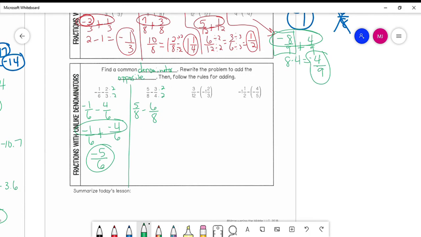Change subtraction to addition of the opposite. Denominators are the same. Focus on those numerators. Signs are different. Find the difference. So 6 minus 5 is 1. Keep that denominator. Check your absolute value for your sign. 6 is greater than 5 and 6 is negative, so it's a -1/8.